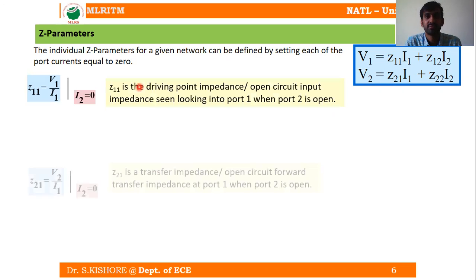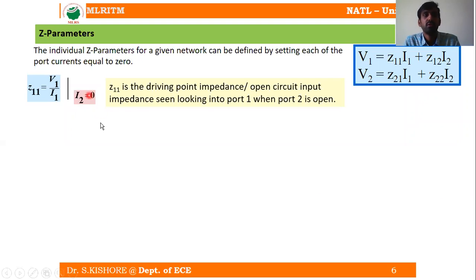So if you consider port 2 is open, that means the current I2 is going to be equal to 0. If the current I2 is 0, then in these Z parameter equations which we have obtained, this complete term is going to be equal to 0. So from this equation, what can we write? Z11 is equal to V1 divided by I1.